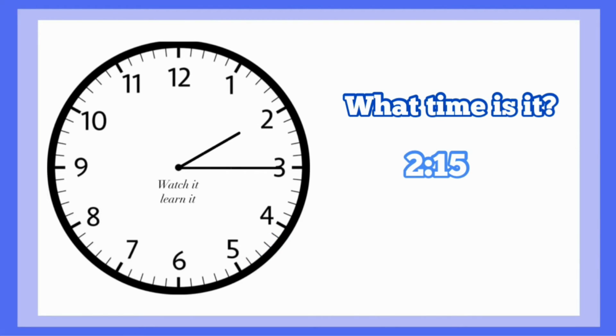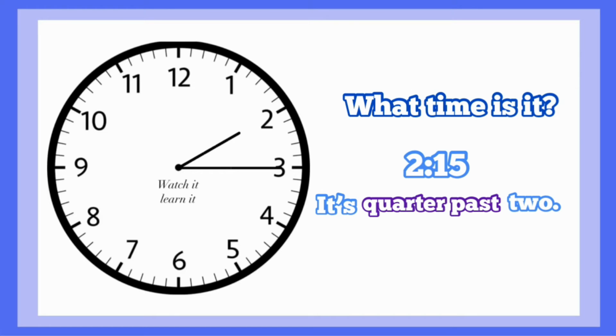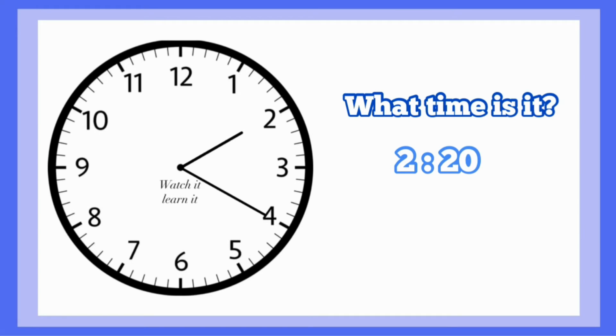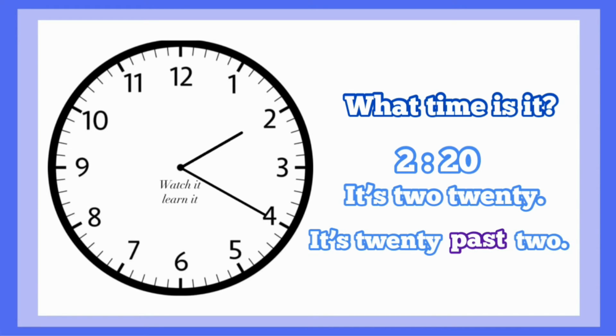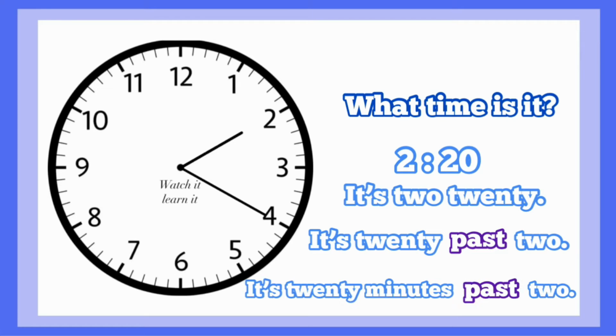Alright, there is a new lesson here. When someone asks you about the time, you can say it is 2:15. Also, you can use that previous rule again. You can say it is a quarter past 2. Now, what time is it? It's 2:20. Or you can say it is 20 past 2. And in another way, you can say it is 20 minutes past 2.